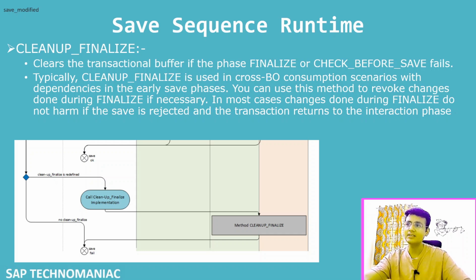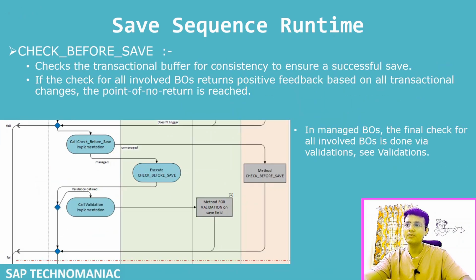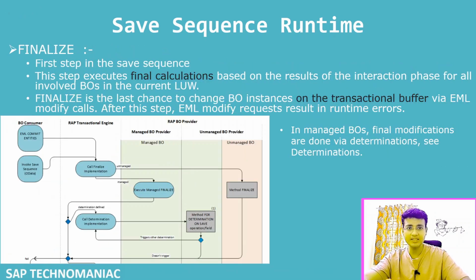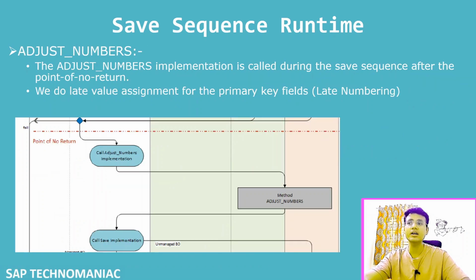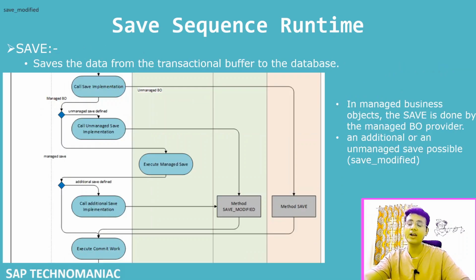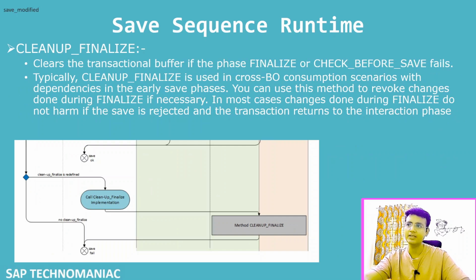So these are mainly 5 methods I can say. First is the finalize, where we finalize our business object and we finally modify the transactional buffer. Second, check before save, where we will check all the data. Then adjust numbers, where we will define the late numbering, or we will define our key field finally, which is gap free. Finally the save method, and then the cleanup methods. Once these things are done, then this is our save sequence.